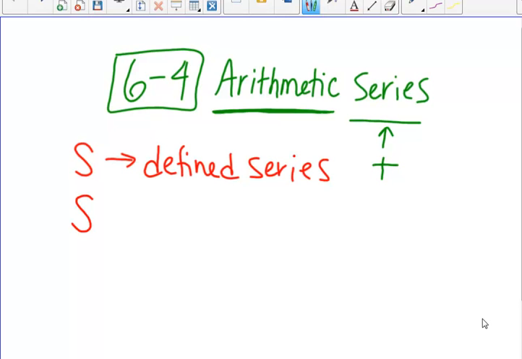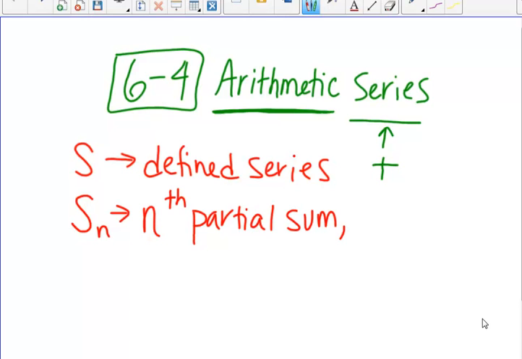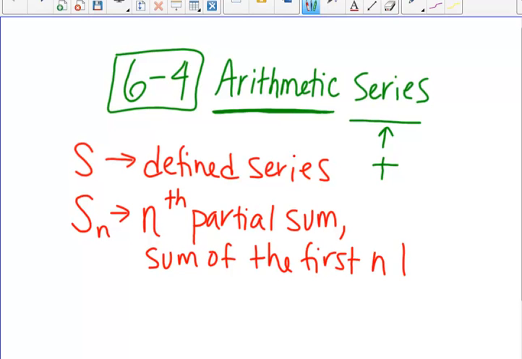And if you see something like this, S sub n, and n is usually going to be a number, what that means is what is called the nth partial sum. And really what that means, that might sound a little weird, is the sum of the first n terms. And we're going to do an example to hopefully make this make a little more sense.